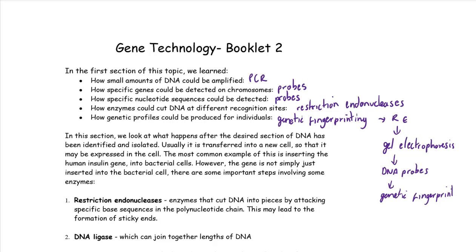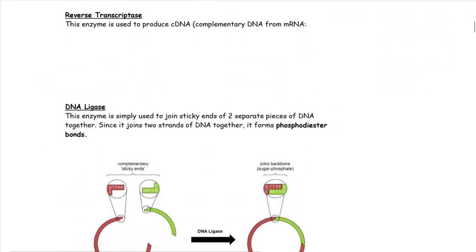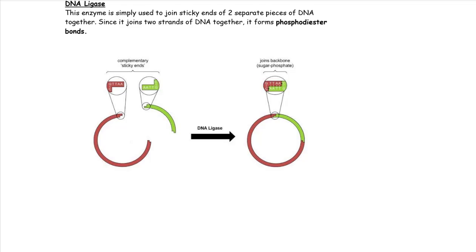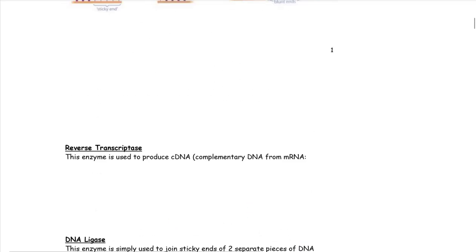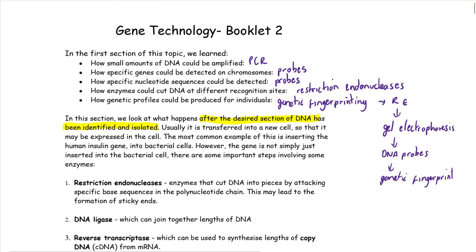Just in case there's any confusion, gel electrophoresis is where the DNA fragments are sorted by size, and the genetic fingerprint is the thing that we get left over at the very end. What we're looking at in this section is what happens after the desired section of DNA has been identified and isolated. The whole thing is basically about using little sections of DNA and inserting them into bacterial plasmids. The main focus of this topic is how we can genetically modify bacteria to produce human products. The most common example is using bacteria to produce insulin, and that's what we're going to focus mostly on.